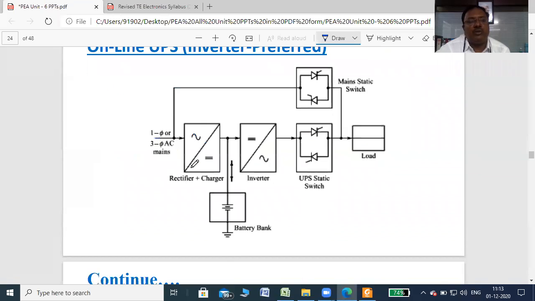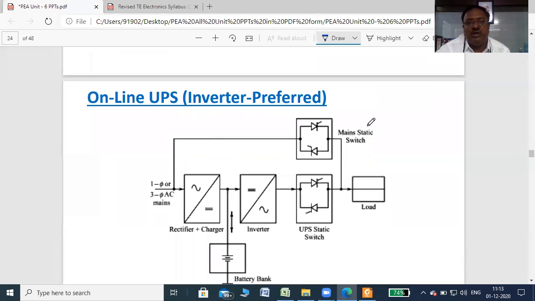And then line interactive UPS. First, online UPS, in which the main switches are continuously off and UPS switches are continuously on. Supply is given to the converter, that is an AC-DC converter. This DC is given to the inverter, and it is also provided to the battery for the battery charger, right? Then this DC is again converted to AC, and through these switches it is fed to the load.